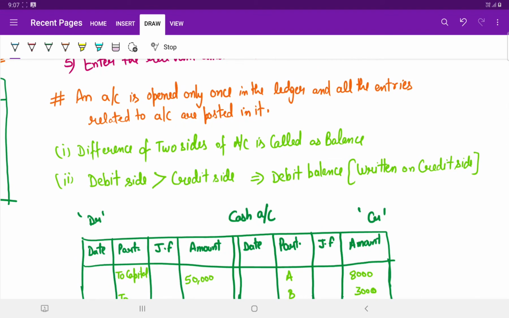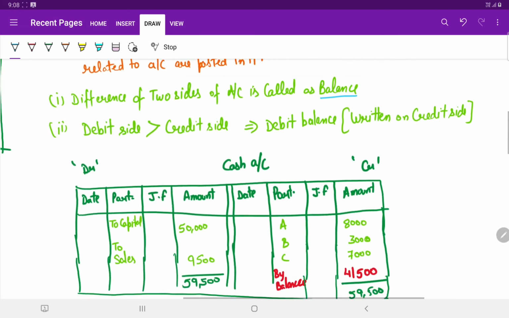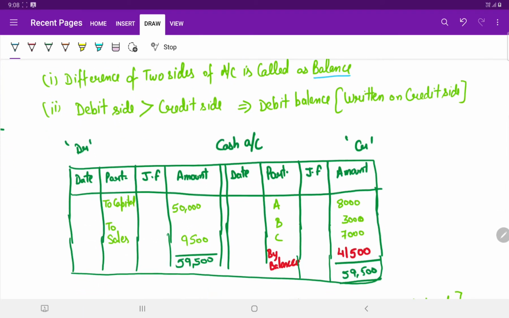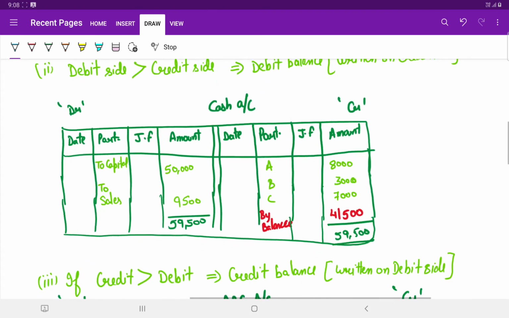Now if the difference of two sides of an account is there, it is known as balance. So it's simply known as a balance. Now what if the amount on debit side is more than that on the credit side? It is known as the debit balance, and it is always written on the credit side. You can see here it is being written on the credit side.